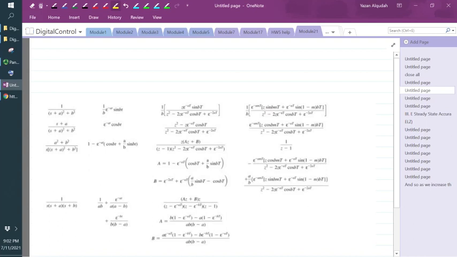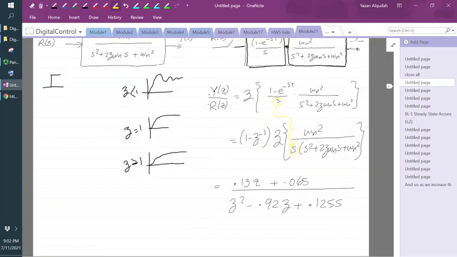The tables tell me I can use this table or this table depending on the value of the roots. This will give me the expression for the z transform. This is if the poles of the continuous time system are real, and this is if the poles of the continuous time system are complex. So I use the expression depending on the value of these roots.